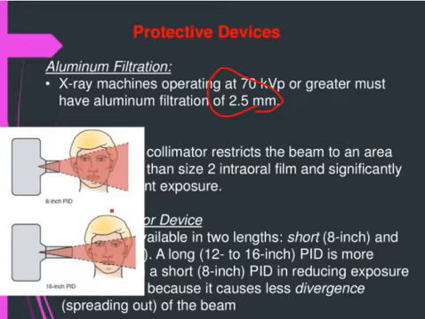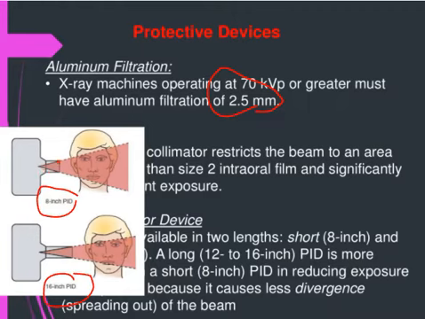Okay, now the position indicating device. Here you can see an 8-inch PID and a 16-inch PID. What do you think? Which one is better? See the exposure coverage of the face. Which one will you prefer? You'll prefer an 8-inch or a 16-inch? Yes, 16. So the 16-inch will have lesser divergence of radiation.